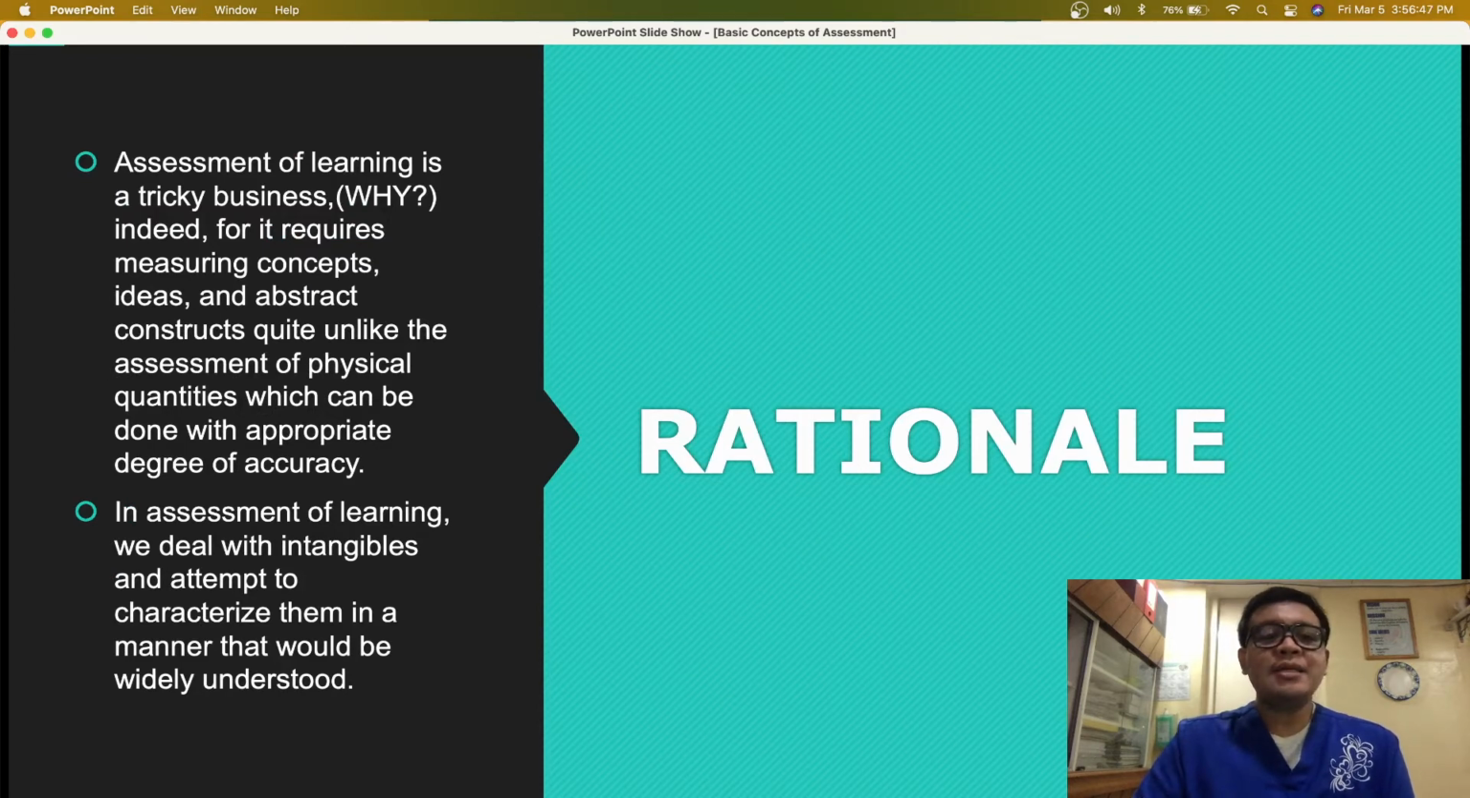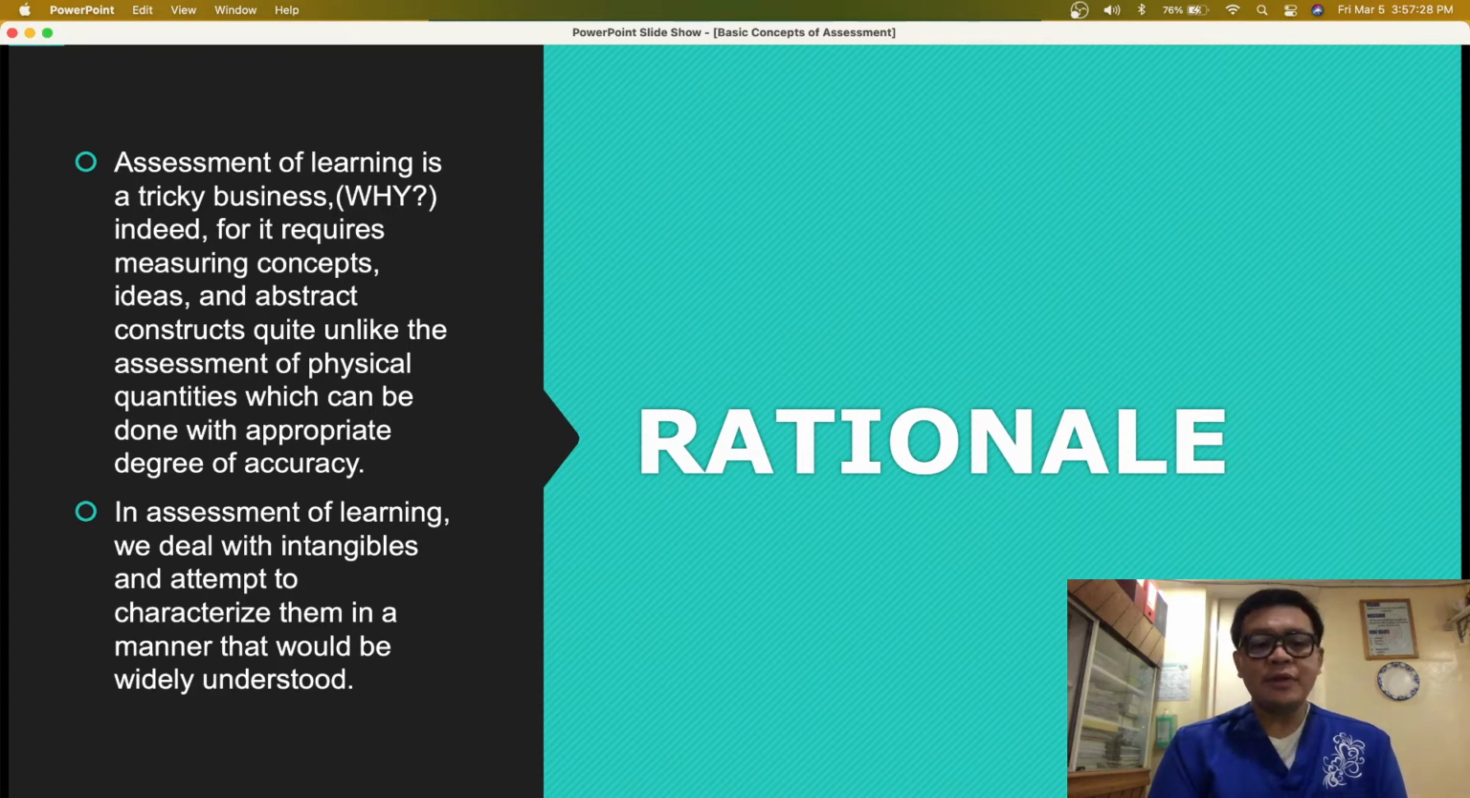Another rationale is that assessment of learning is a tricky business. Why? Because it requires measuring concepts, ideas, and abstract constructs, quite unlike the assessment of physical quantities, which can be done with an appropriate degree of accuracy. So that means if we will not be able to establish a very good way of assessing our students, it's very difficult for us to help these students grow in terms of acquiring knowledge, skills, and attitude. It's because we were not able to assess them in the very beginning of their learning.